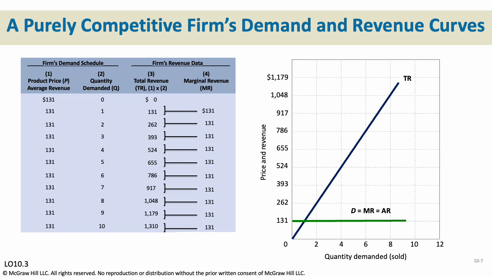Because each additional unit increases total revenue by the amount of the price, total revenue is a straight upsloping line, and the marginal revenue curve coincides with the firm's demand curve. Demand and marginal revenue are equal to the exact same thing, and the average revenue curve is the same thing as well. That's why the green line says D equals MR equals AR. Total revenue will just keep going up by the price. So since that firm cannot set the price, they will just make however much they see fit.